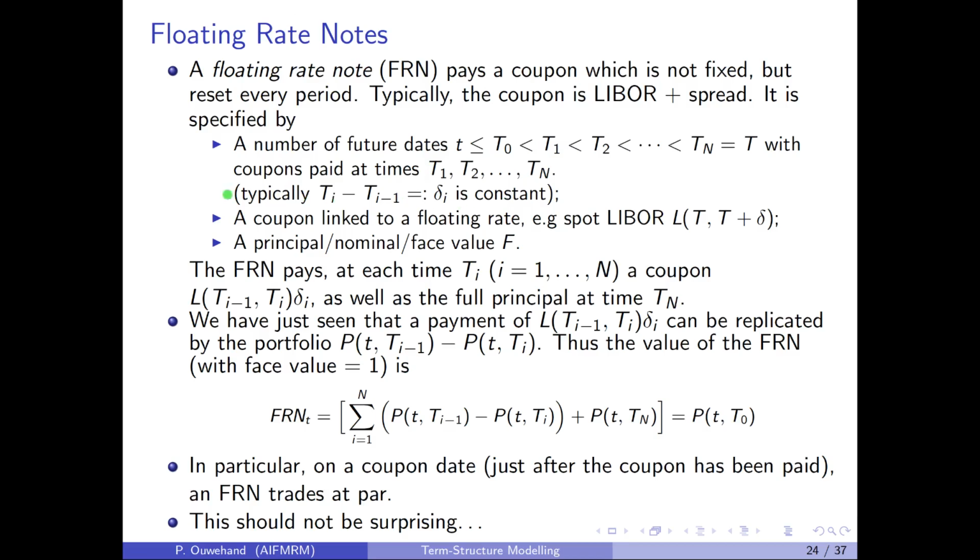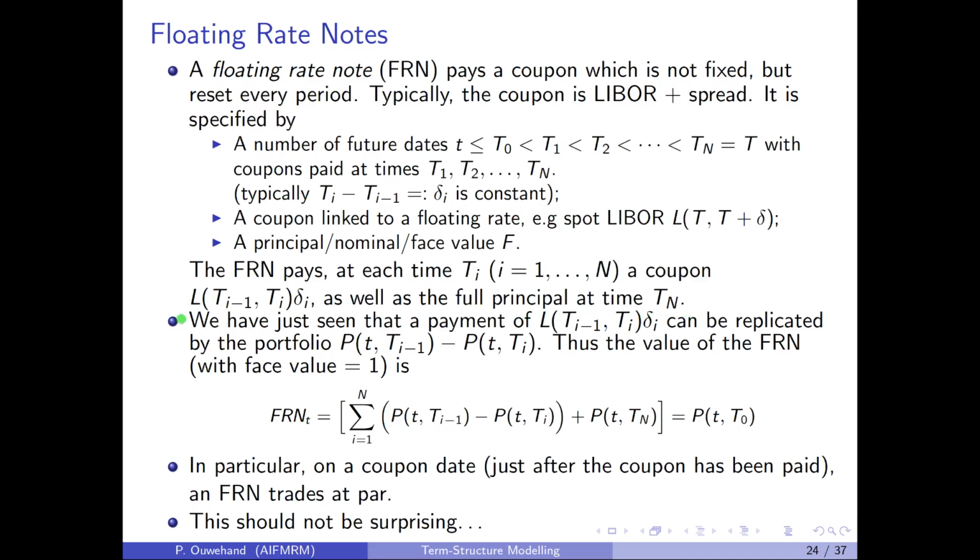It has a coupon which is linked to a floating reference rate, for example spot LIBOR. And then it has a principal, nominal or face value f, which we typically set to 1. The floating rate note pays at each time ti, for i equal to 1 up to n, a coupon which is just the LIBOR spot rate times the time interval. It will also pay the full principal at the terminal time tn.